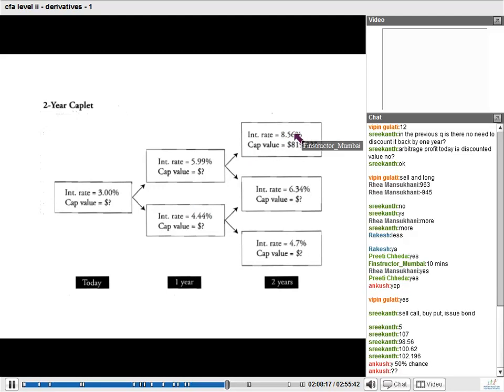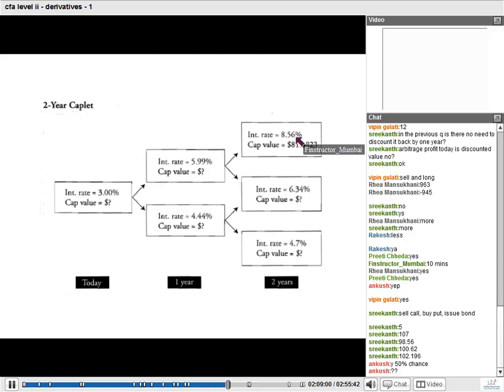Interest rates can go up to 8.56% or they may come down to 6.34%. Similarly, interest rates may go up to 6.34% or they may come down to 4.7%. In any case, consider the payout from a cap in case the rates end up at 8.56%. This option can be exercised only 2 years later. We are not valuing the 1 year cap, we are valuing the 2 year cap first.